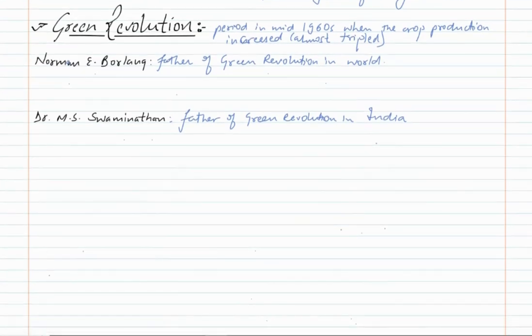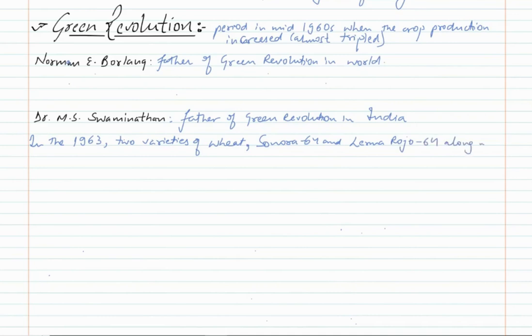Nevertheless, Green Revolution was primarily dependent on the use of primitive types of biotechnological methods. So we will see the crops which were a result of a primitive type of biotechnology. In the year 1963, there were two varieties of wheat, namely Sonora 64 and Lerma Rojo 64, along with a Japanese variety called Norin 10, which were introduced in India.